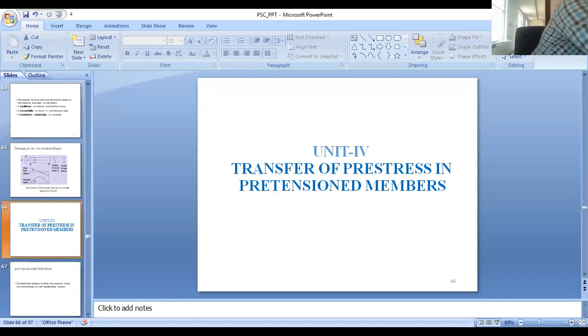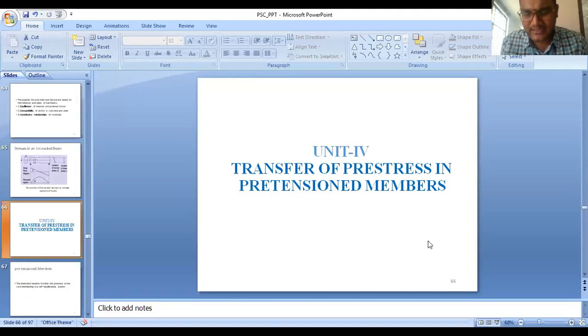Okay, right. So the fourth module is completely about transfer of pre-stress in pre-tensioned member. So the model which I showed you is a post-tensioned member. Why? Because we are doing tensioning after casting of concrete, after concrete attains its maximum characteristic compression strength. But this is completely about a pre-tensioned member.